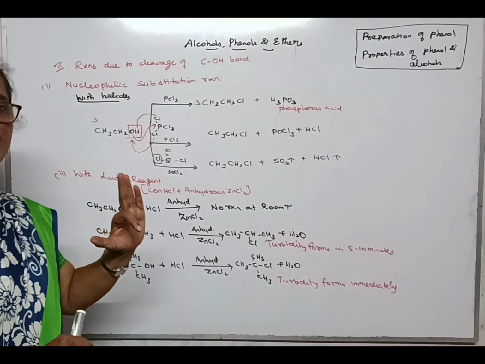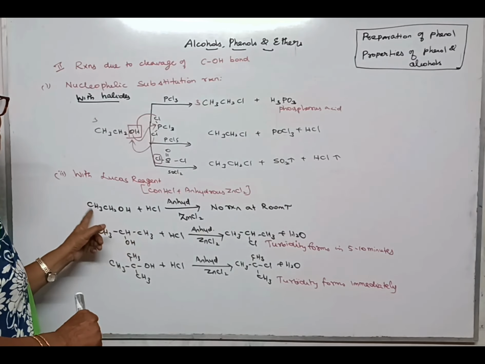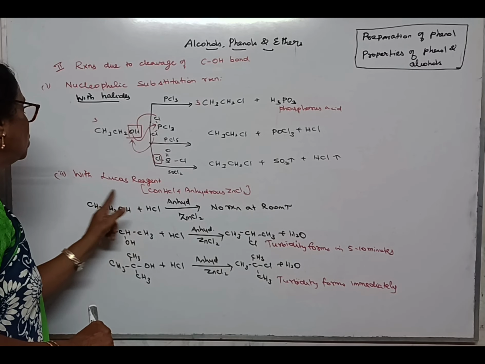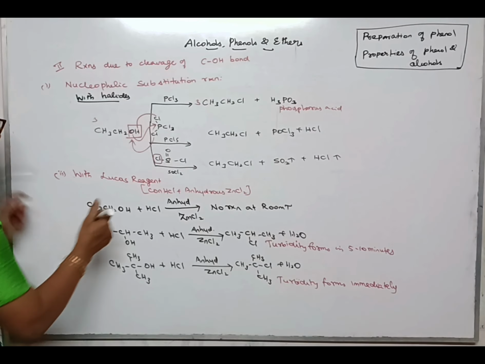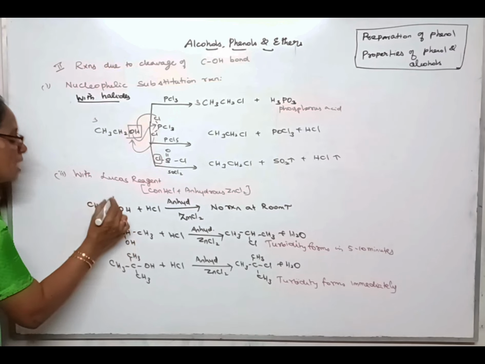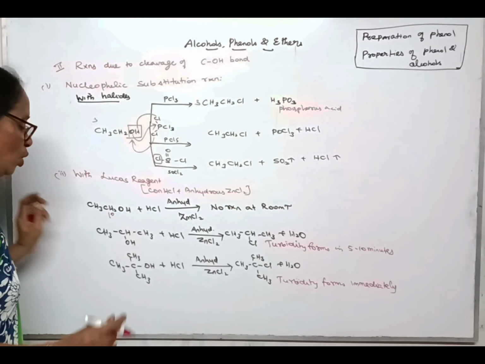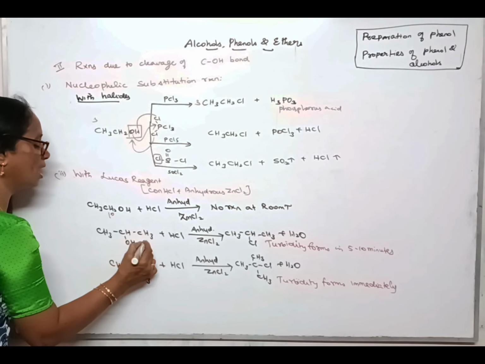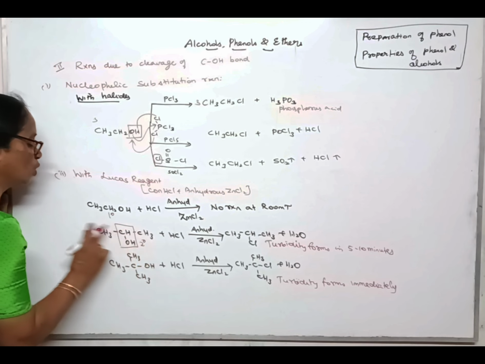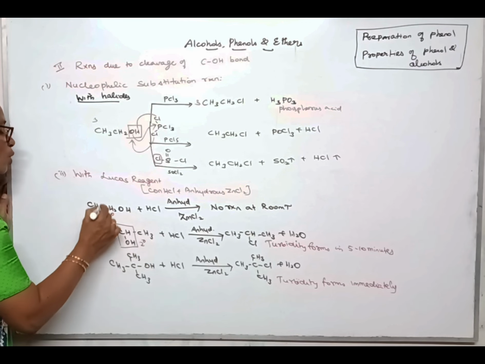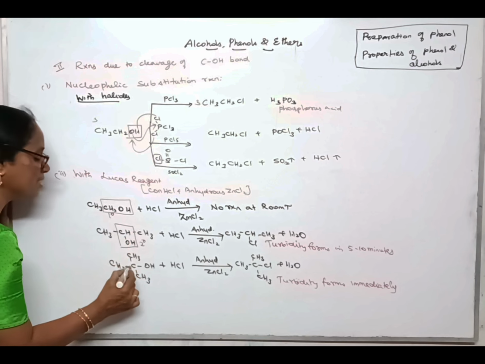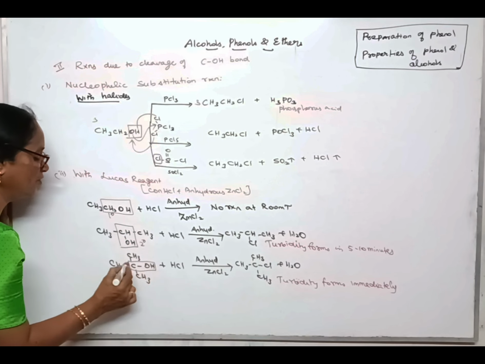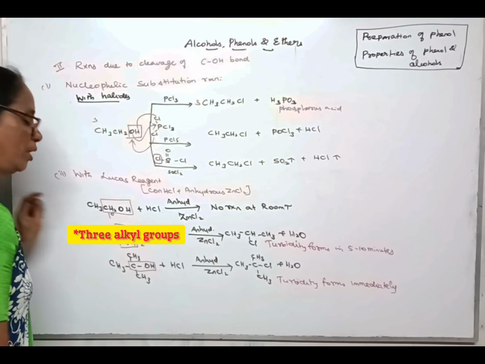We have 3 types of alcohol, depending on the number of alkyl groups attached to the functional carbon. It is a primary alcohol because it has only one alkyl group. This is a secondary alcohol because this CHOH group has two alkyl groups, and the next one is tertiary alcohol, in which we may find the 3 alkyl groups on the carbon bearing the OH group.